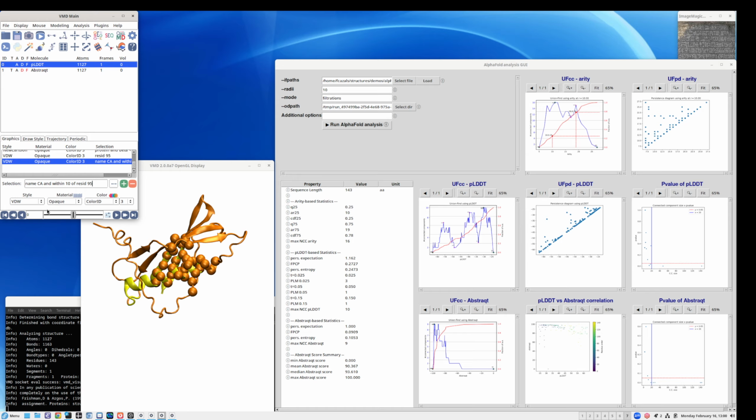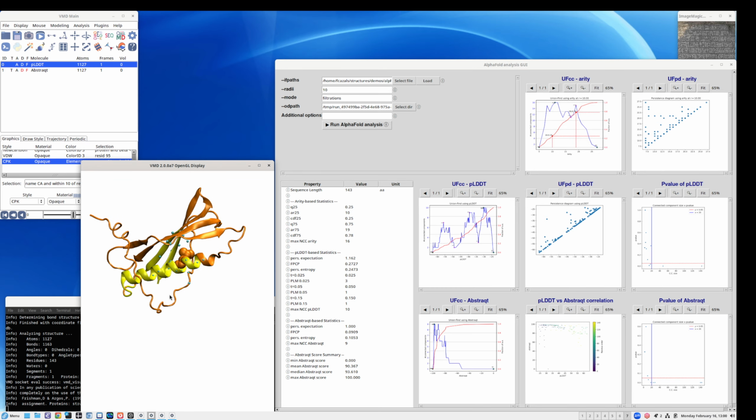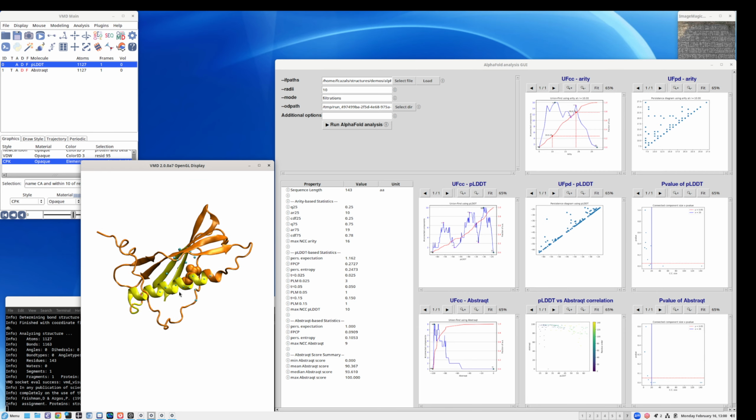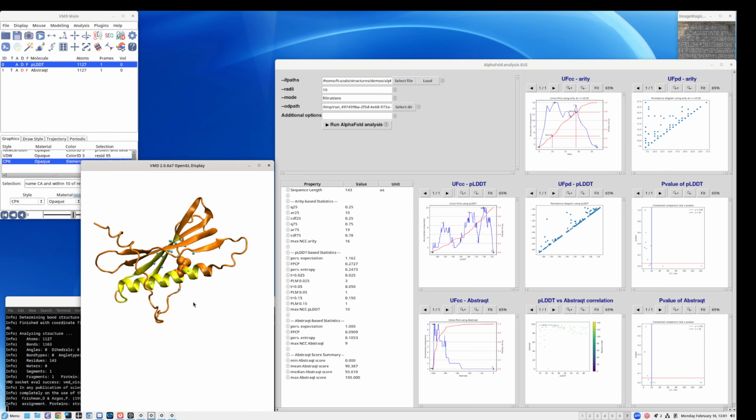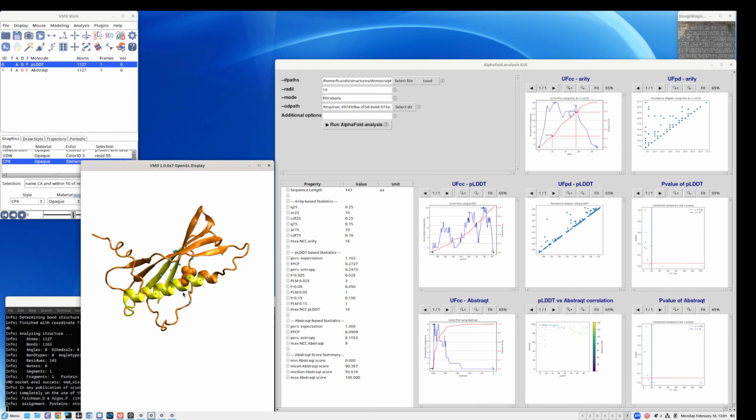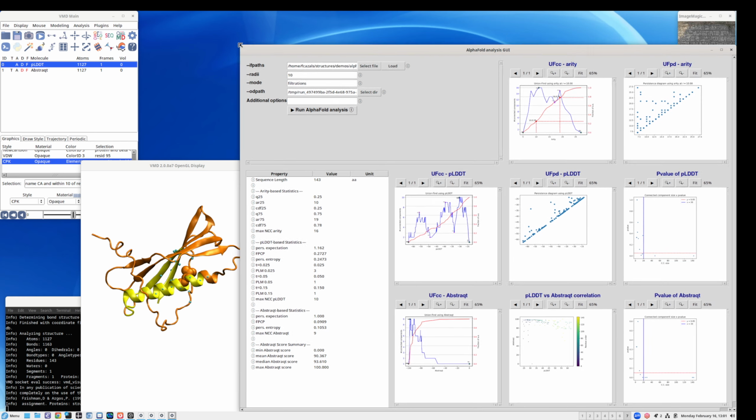Okay, and so let me display them in CPK mode. It will be lighter, and using as a color the chemical element. And so you see here again residue 95 in van der Waals mode, and all the C alpha carbons which are within 10 angstroms. And so with this I can start discussing what we see in the GUI.